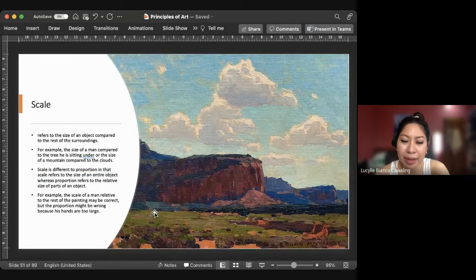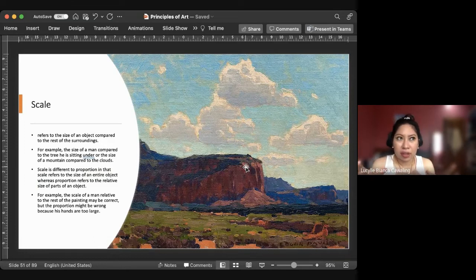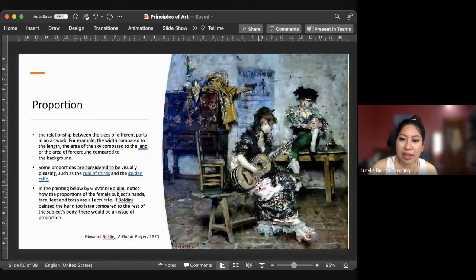Scale naman, example here is that the clouds is as big as the size of the mountain for something like that. So, scale, I know, refers to the overall size of the object, while proportion, parang the size lang in relation to or compared to, for example, the body part, ganon.